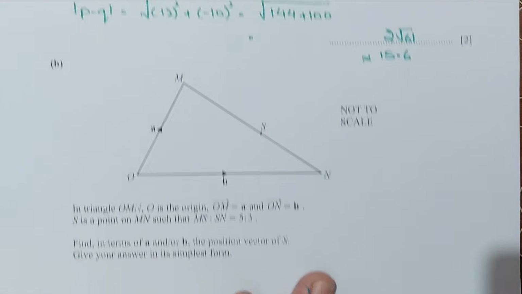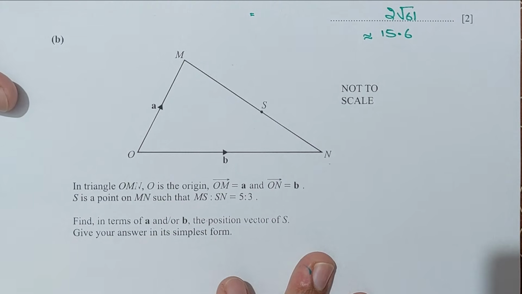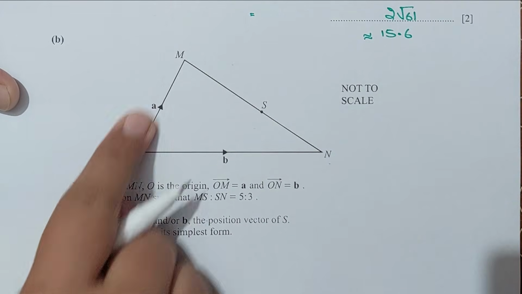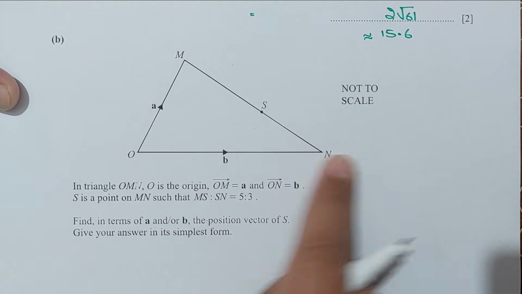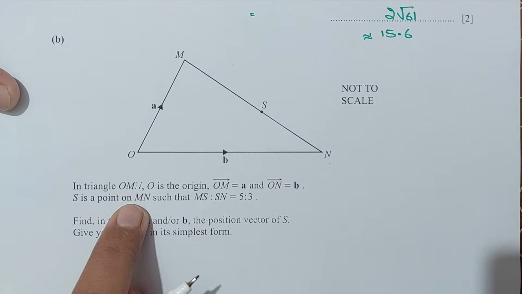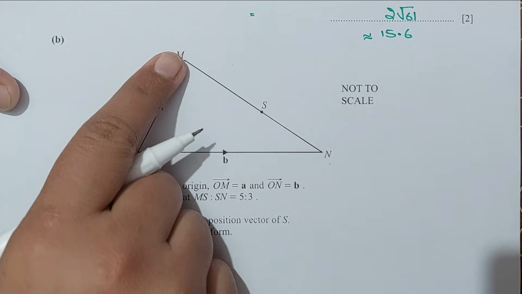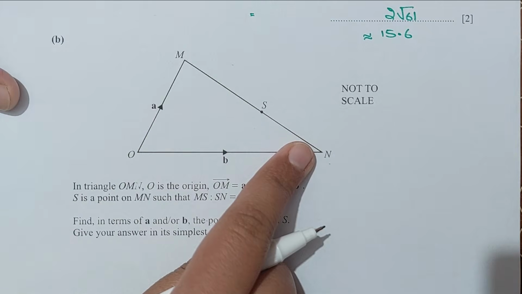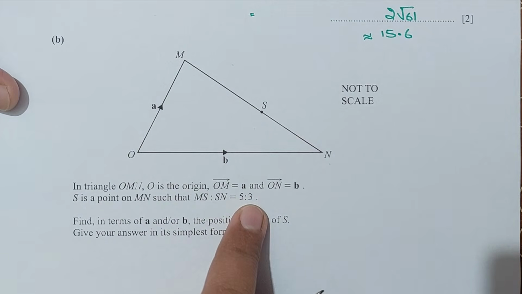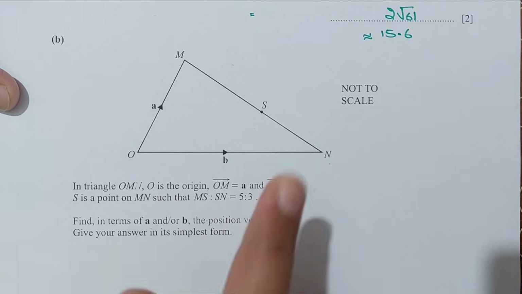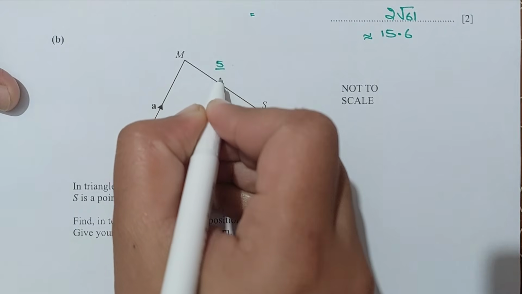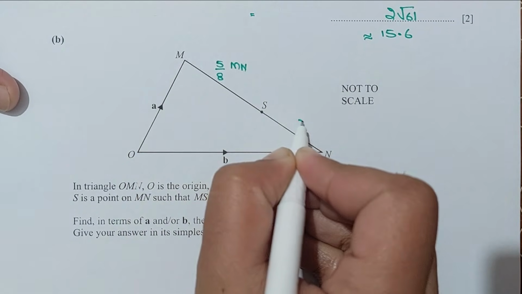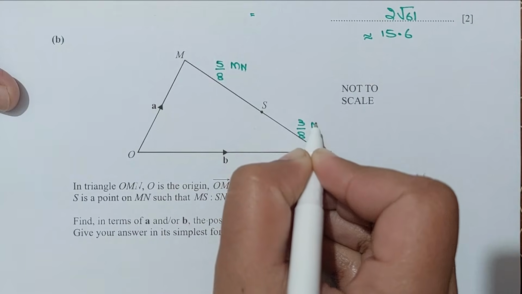Okay. Moving to part B, in triangle OMN, O is the origin, O to M is A, O to N is B. S is the point on MN such that MS to SN is in the ratio 5 to 3. 5 plus 3 is 8, so the total ratio is 8. This is 5 by 8 of MN and this is 3 by 8 of MN.